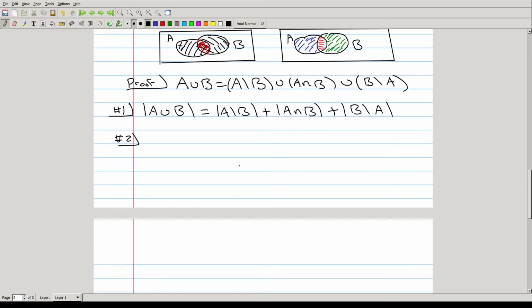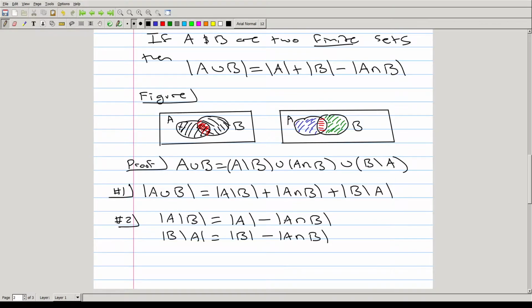And then by lemma 2, we have that the size of A minus B is going to be the same thing as the size of A minus the size of A intersected with B. The size of B minus A is going to be the size of B minus the size of A intersected with B, because A intersected with B is always a subset of the set B itself, and A intersected with B is always a subset of the set A itself as well.